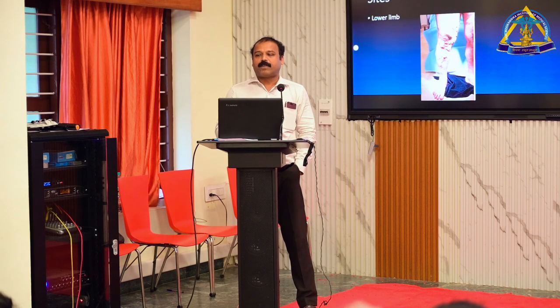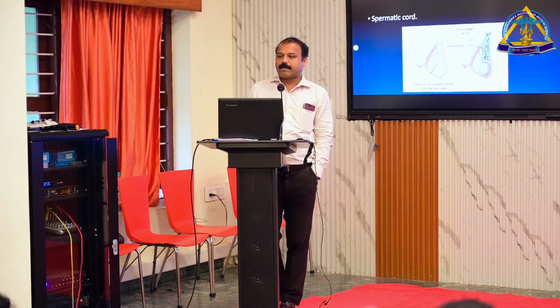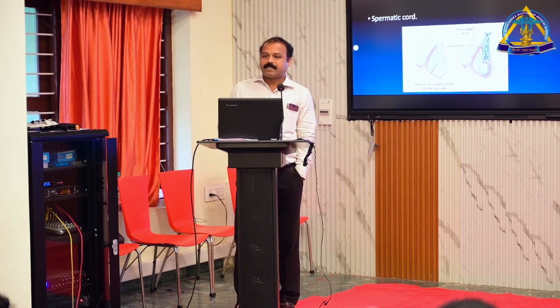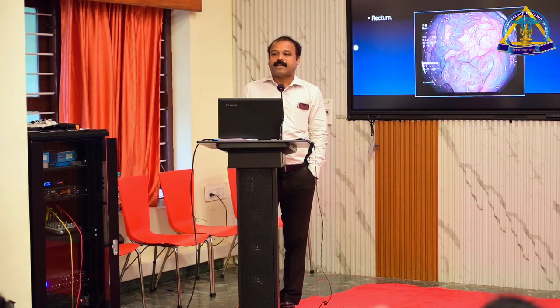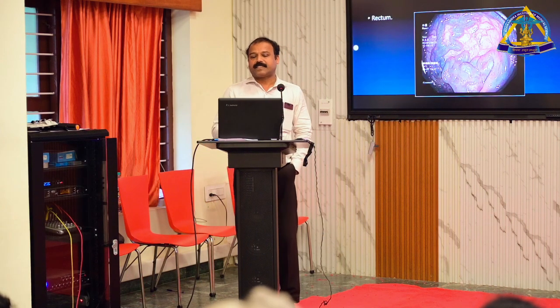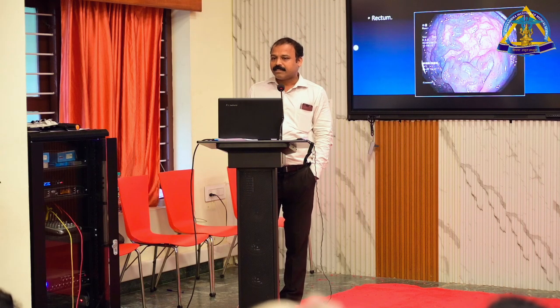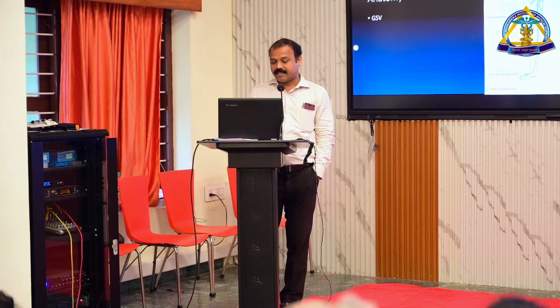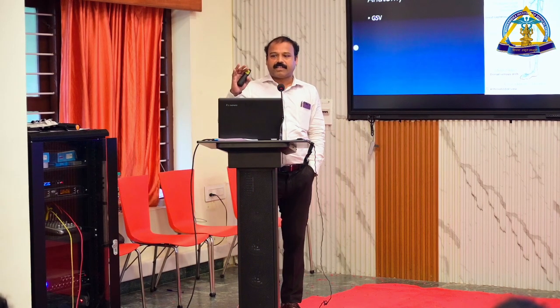The sites apart from lower limb: you can get varicose vein in the spermatic cord, that is called varicocele, and then the lower end of esophagus and rectum. The rectum and esophagus varices you get in portal hypertension. Then anatomy, 1 or 2 points I will highlight at your level.